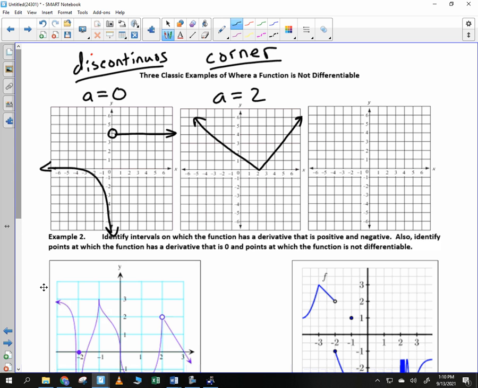Here's another one. This is the one that people get most confused about. And it would be right there. We would say at a equals 3, you cannot take the derivative.